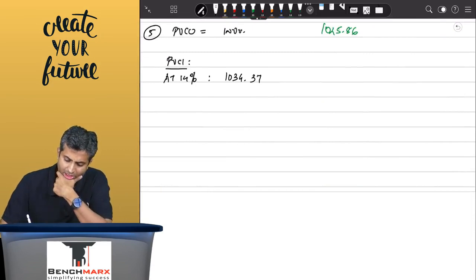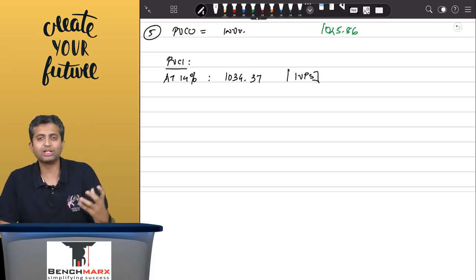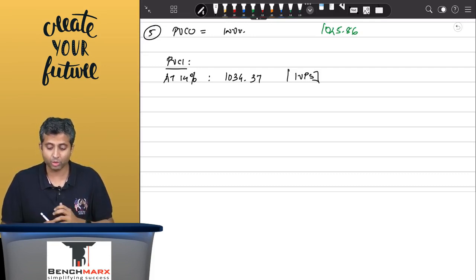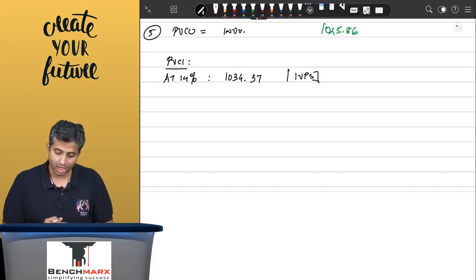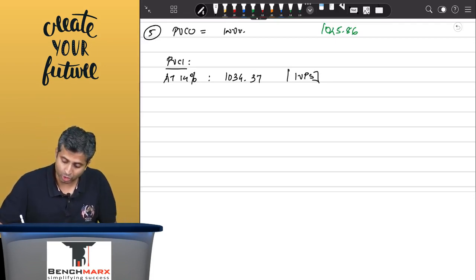This is 1034.37. This is calculated in the intrinsic value calculation, basically at 14. So is your yield to maturity 14? No, because if it was 14, the present value of cash inflow would equal the present value of cash outflow. Now at 14%, your present value comes to 1034. So what do you have to do?